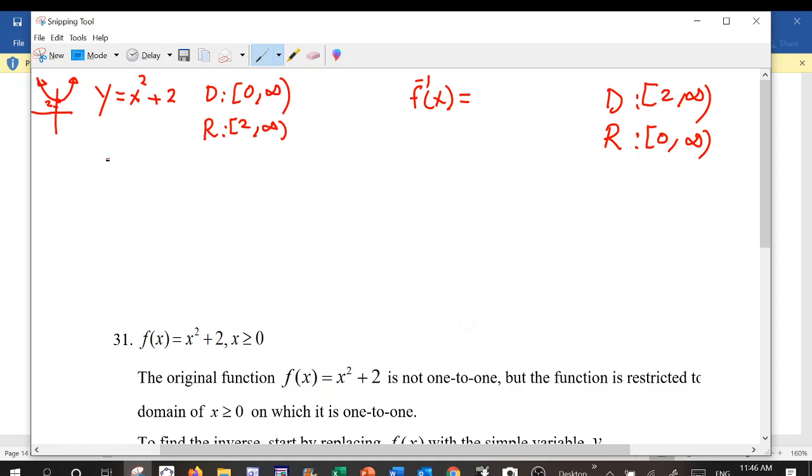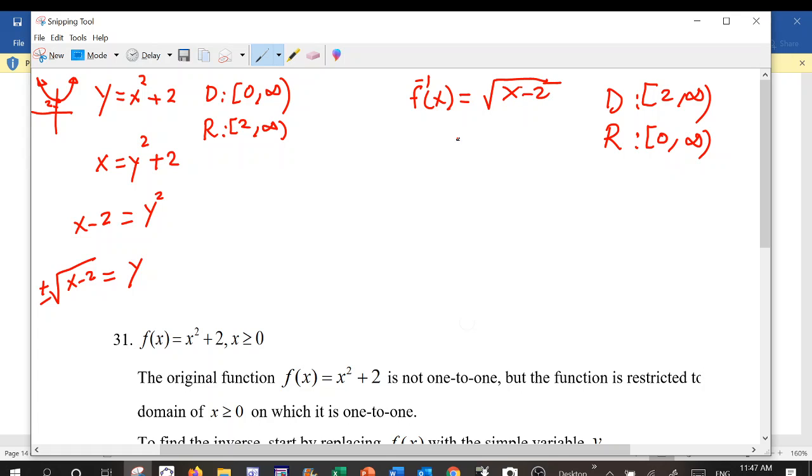Now, what is the inverse? We can find it here. So switch x and y, then solve for y. It would be plus and minus the square root of x minus 2. But which one do we choose, plus or minus? Well, look at the range. The range has to be positive. We can't have negative here. So the inverse is the positive square root of x minus 2.